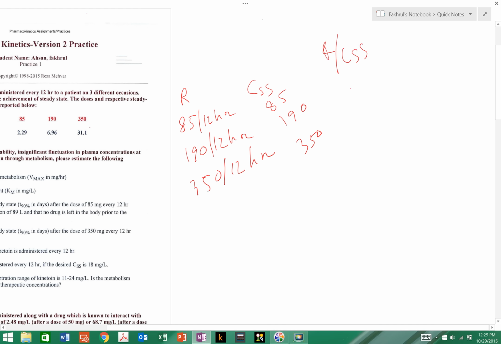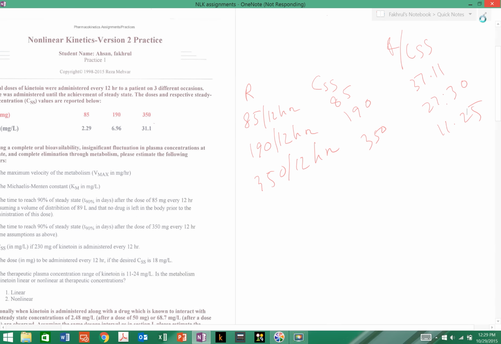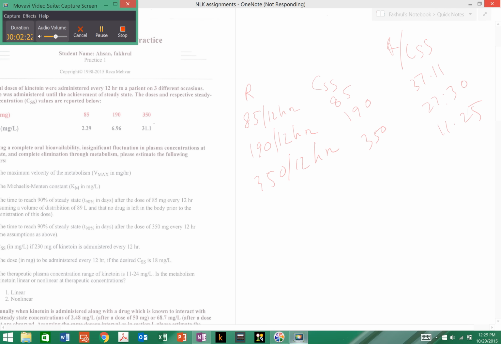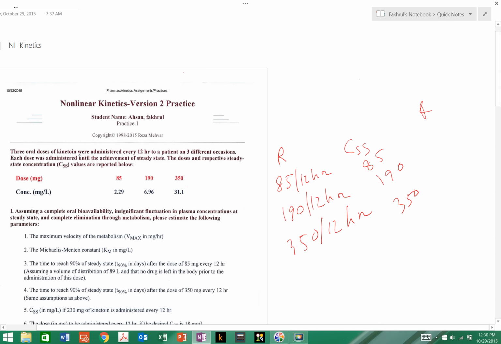R over CSS will give you 37.11, 27.30 and 11.25. As I have mentioned in the class, we have to use that equation or the linear form of that equation. Sorry, it is not responding. Okay, again I'm back. This computer today is acting funny.